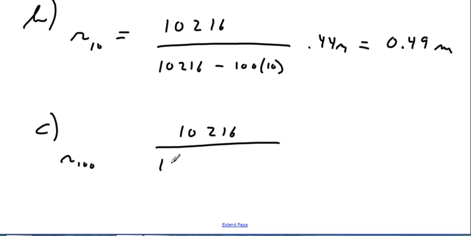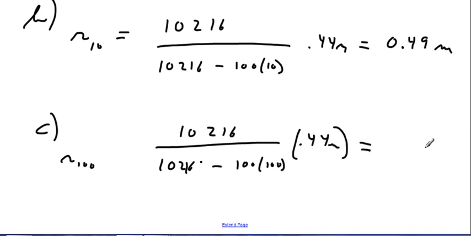And then the C part, the 100th one: 10,216 divided by 10,216 minus 100 times 100 times 0.44 meters. And that's going to give us 21 meters away. Okay.